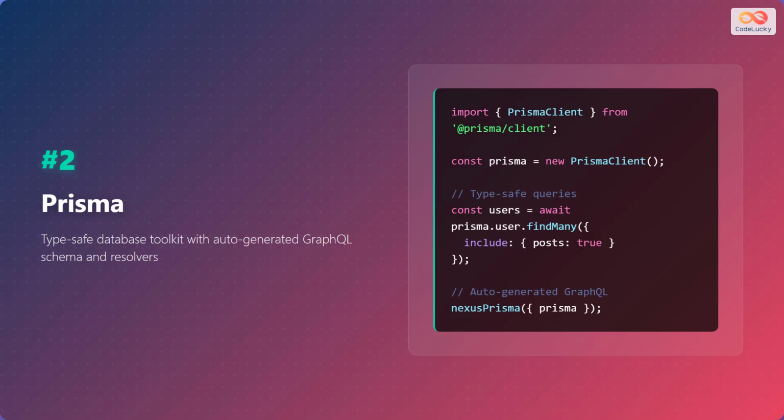Here's a code snippet demonstrating how to use Prisma. First, import the Prisma client. Then create a new Prisma client instance. With Prisma client, you can perform type-safe queries like in the example shown here. Prisma also supports auto-generation of GraphQL schemas with Nexus Prisma.